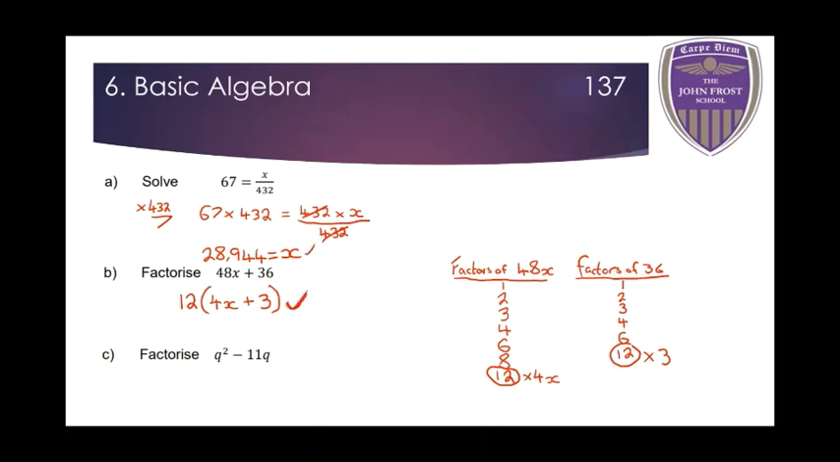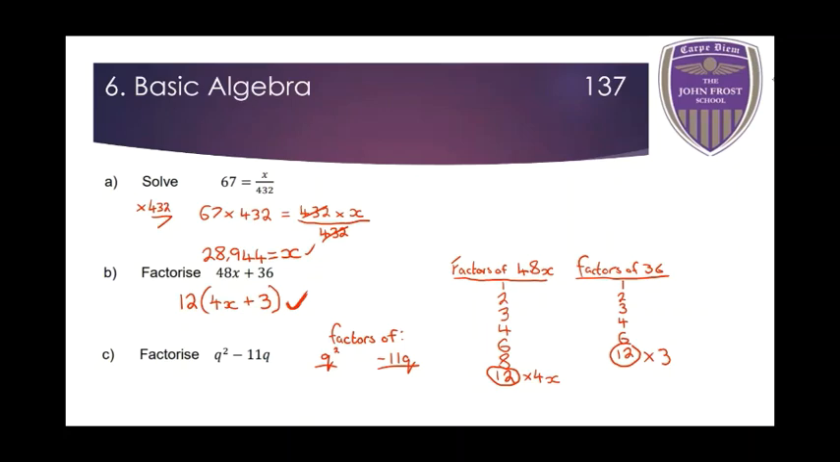Tick, tick. Next one, we need to factorize q squared, take away 11q. Okay, so let's do this again now. Okay, so factors, do this a little neat this time. Factors of, so we've got q squared, and we've got minus 11q.